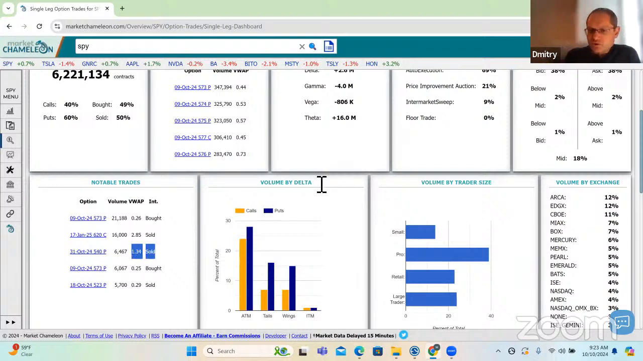So moving forward, now we got the volume by delta. Those would be the notable trades. Now we got the volume by delta. This looks at the distribution of volume to see, in essence, okay, if we could separate the calls and the puts, right? Now we could, so that would be easy, separating the calls and the puts. So here we have the calls in yellow, the puts in blue.